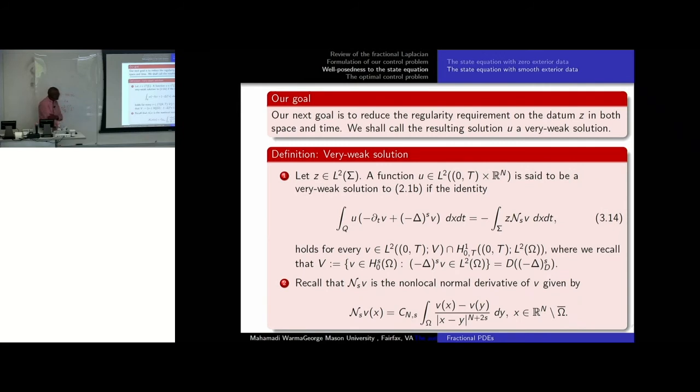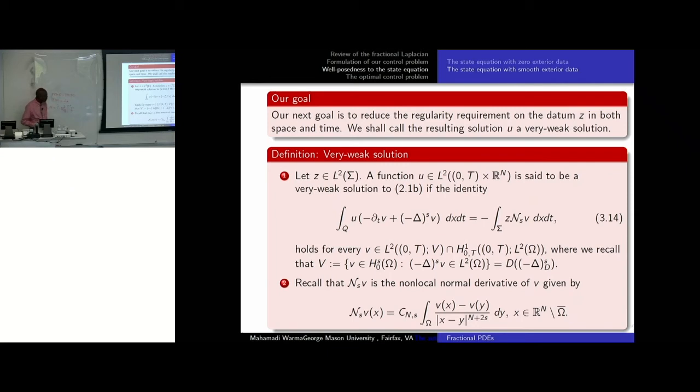Then we want here to reduce the regularity, not only in space but also in time. Then given z in L2 of sigma, a function u in L2 of (0,T) with values in R^n, we will call it a very weak solution of our state equation if we have this integral equal to minus z times the normal derivative of v.